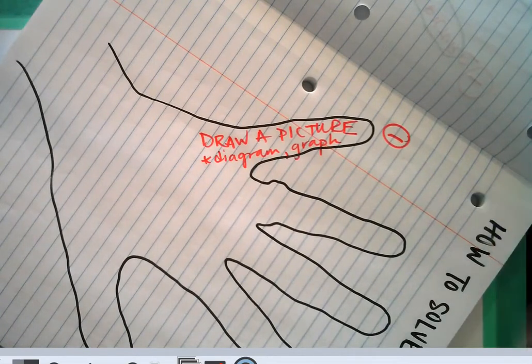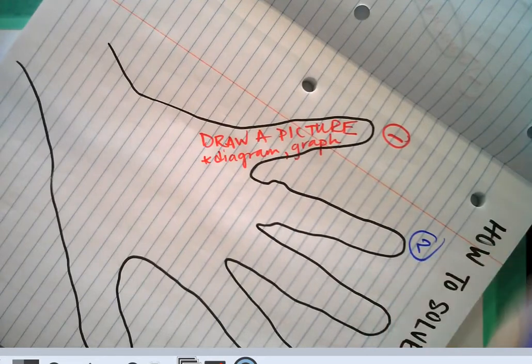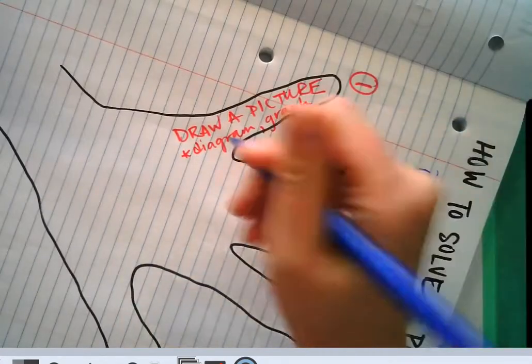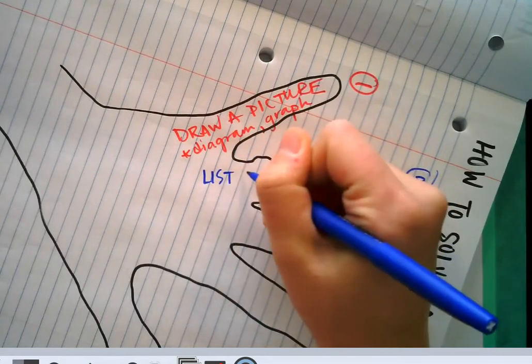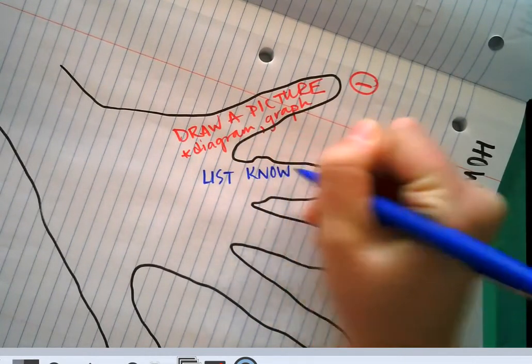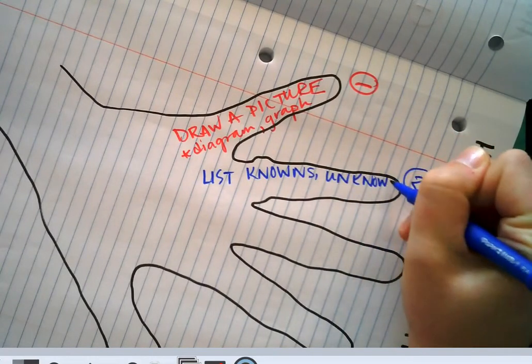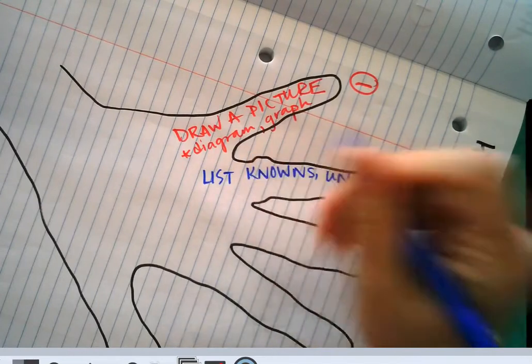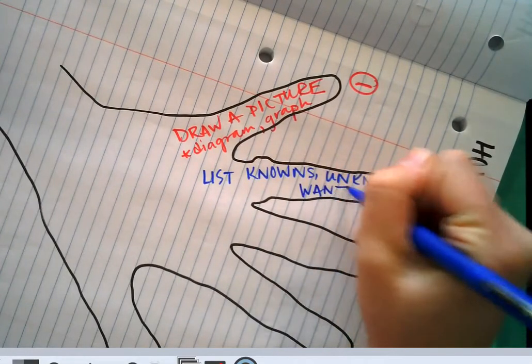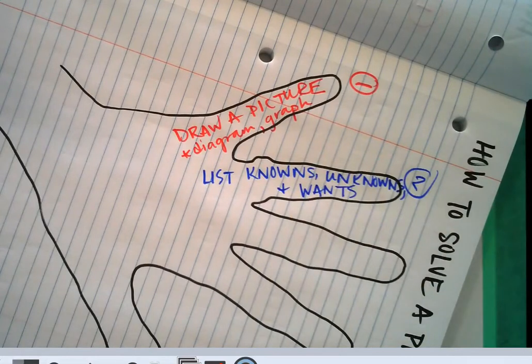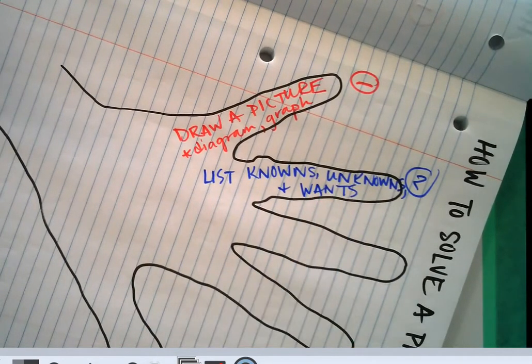Draw a picture. Number 2, the second step here, is to list all of the known values, all of the unknown values, and the wants. Every problem, you want to find an answer. What is that answer? List out those values so that you can isolate what you need to do to find that answer that you want.